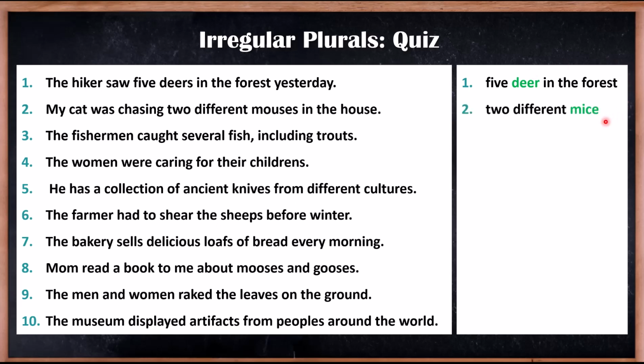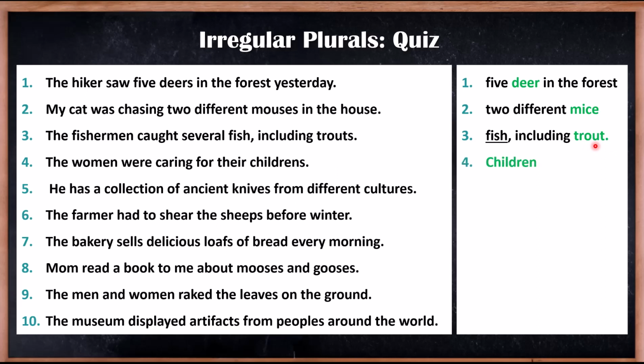Number 2 is also incorrect. My cat was chasing 2 different mice. Mice is the plural form of mouse. Number 3 is incorrect. Fish is correct. The fishermen caught several fish, including trouts. Trouts is incorrect. It should not have an S at the end. Trout stays the same in both the singular and plural forms.